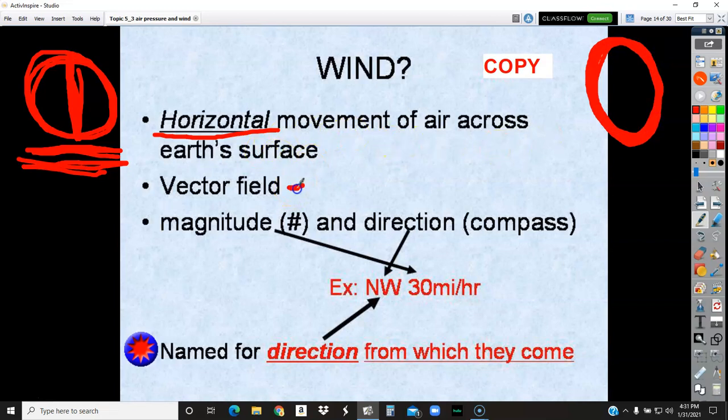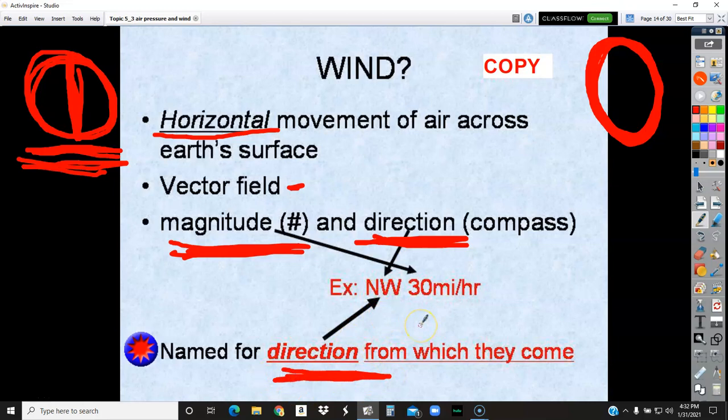It's a vector. What does a vector mean? We touched on that way back in the fall, so you might not remember. A vector has to have two things: a number, a magnitude, and a direction, a compass direction. So wind is always named for the direction it comes from.